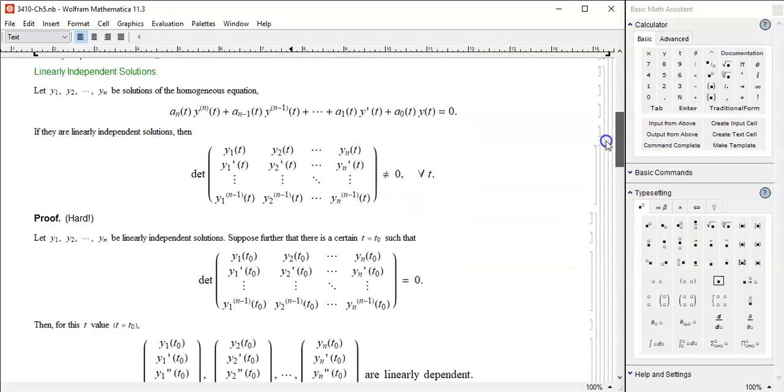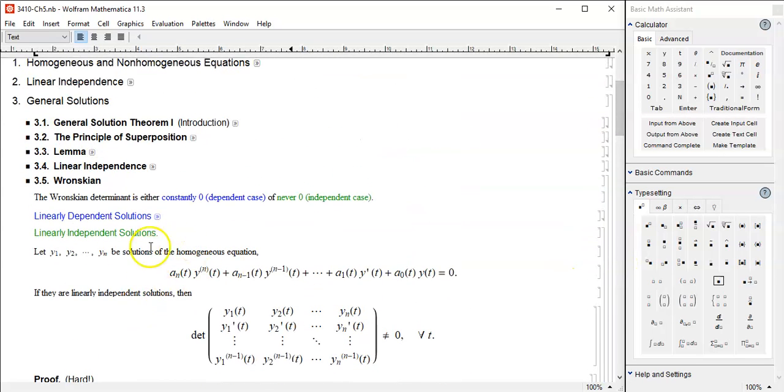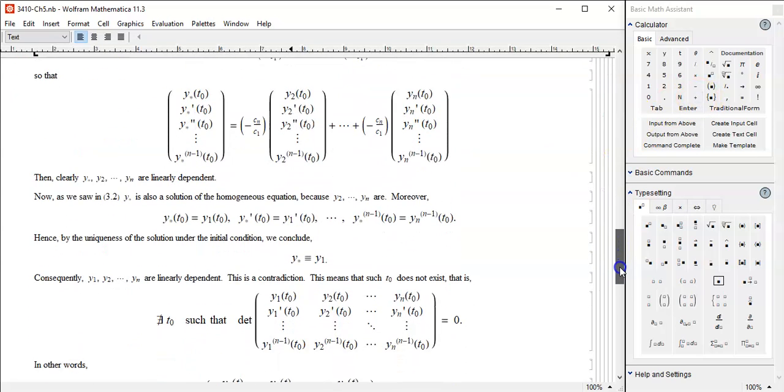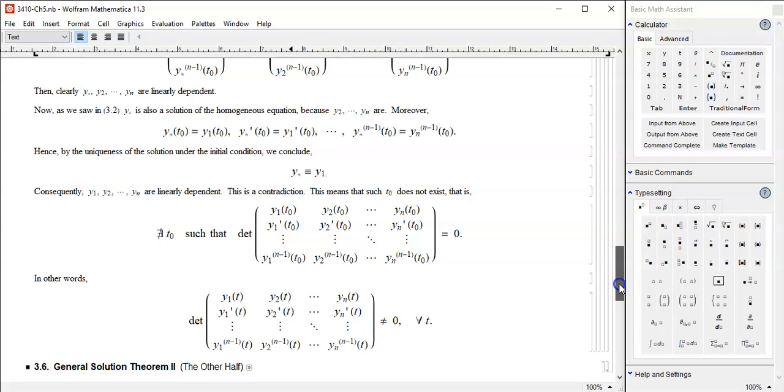That's a contradiction. We assumed from the beginning y1 through yn are linearly independent, and we ended up with a dependent solution. Contradiction, which means this first condition, that there exists a certain t0 so that this Wronskian determinant is 0, cannot be true. Such t0 does not exist. In other words, the Wronskian can never become 0.